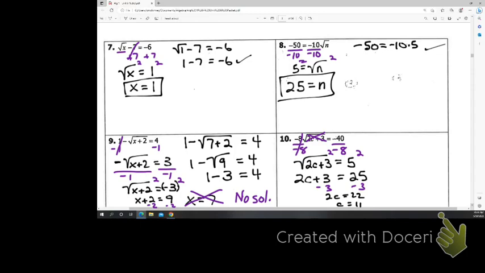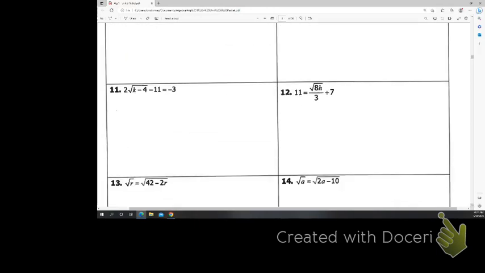And if I check 11, this would be 22 plus 3. So that's negative 8 times square root of 25 is 5. It checks. It works. It's good. So first we get the radical by itself. Could be adding, could be dividing, could be multiplying, could be two steps like number 9. Then we square both sides to get rid of the radical. Then we may have one, we usually would only have 1 or 2 steps.